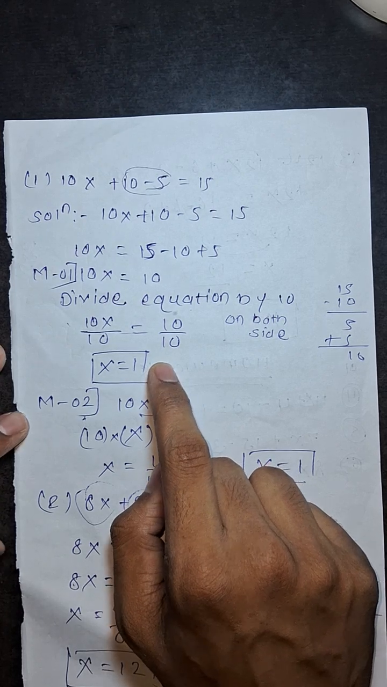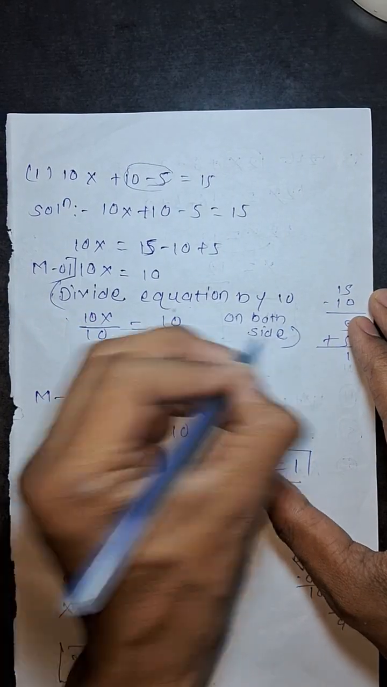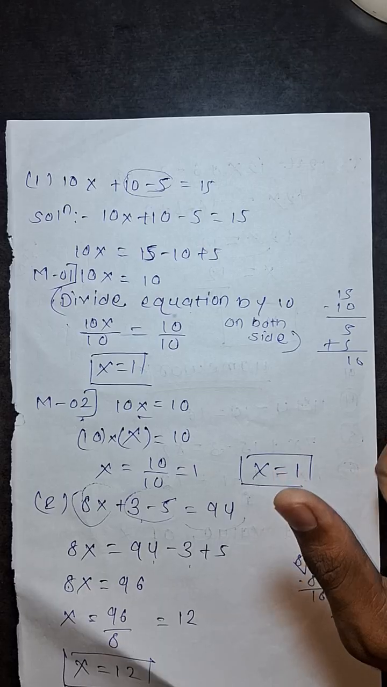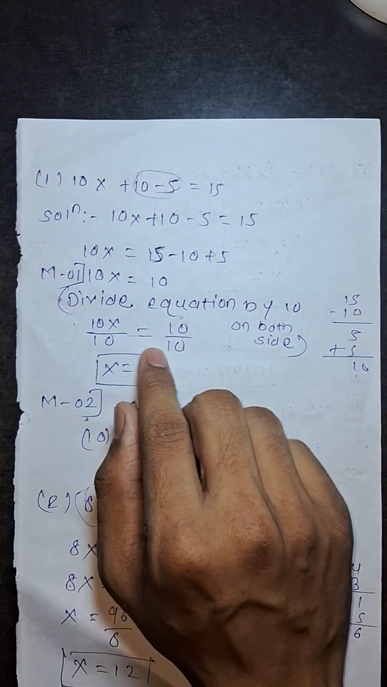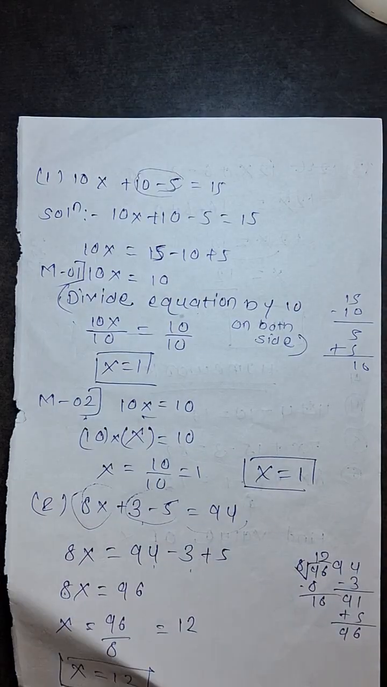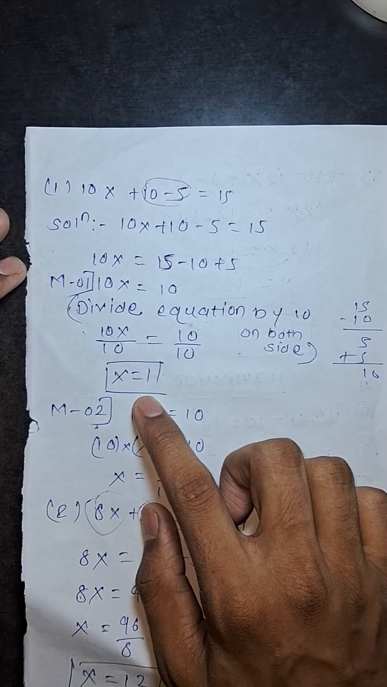So what I did, I divided the whole equation by 10 on both sides. So what happened, 10x divided by 10 is equal to 10 divided by 10, hence x is equal to 1. This is the value for our question, like this is the value of x.